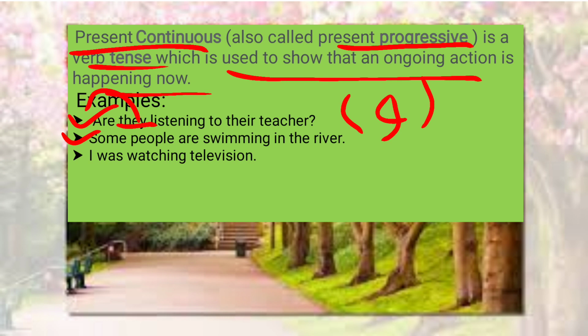The next one is "Some people are swimming in the river." It means some people are still swimming in the river, so it's an example of present progressive. The next one is "I am watching television." This action is going on, I'm still watching the television, so it's an example of present continuous tense.